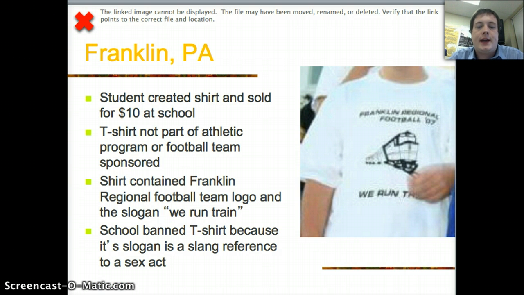Next one we got is an example from Franklin, Pennsylvania. And here you see a shirt. It says Franklin Regional Football 07 with a picture of a train. It says, "We run train." And the student created the shirt and sold it for $10 a piece at school. Not part of an athletic program or football team sponsored. And the school banned the t-shirt because its slogan is a slang reference to a sex act. They realized that it was lewd. In this case, the school succeeded.